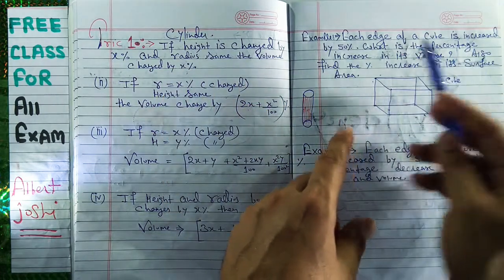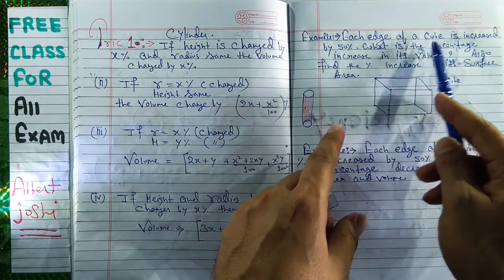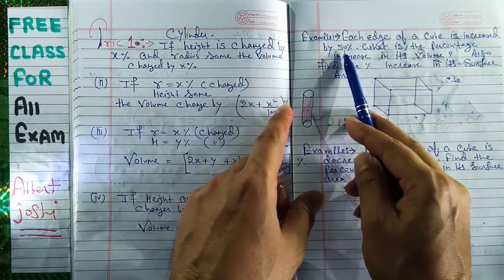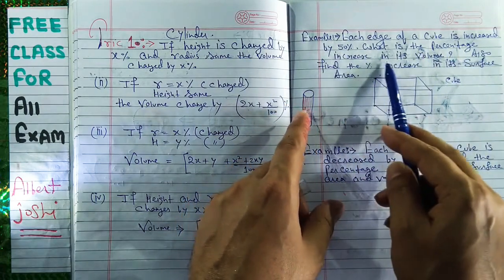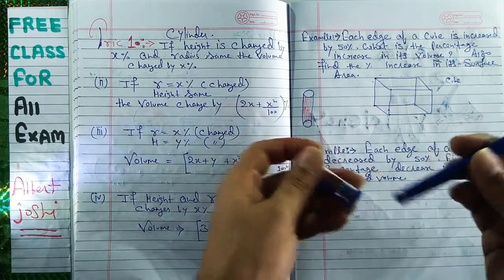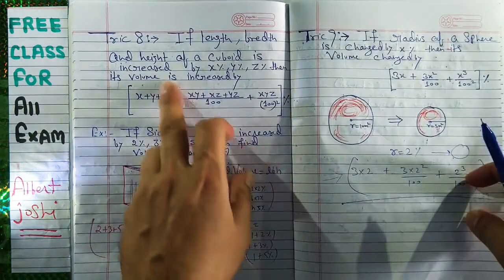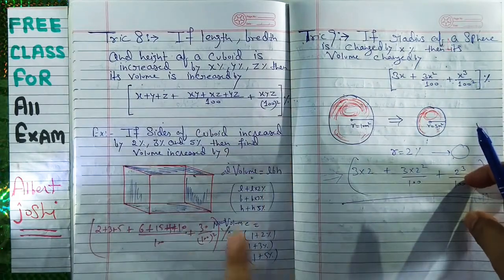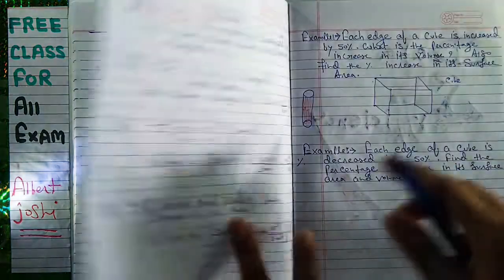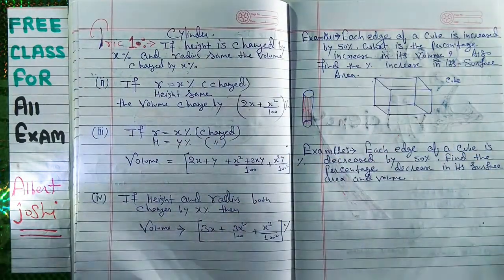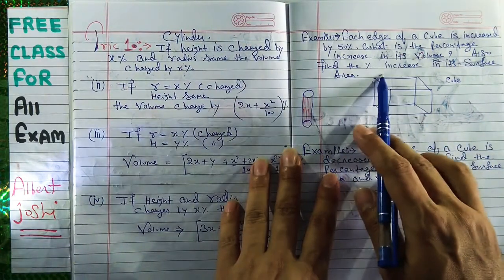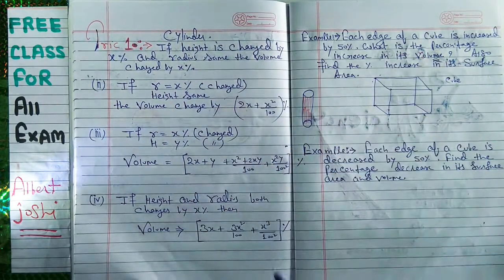So each edge of a cube is increased by 50%. What is the percentage increase in its volume? He is asking. So this question, we will come here. You can see that is the cuboid, and here he has asked about a cube. Also find the percentage increase in its surface area.